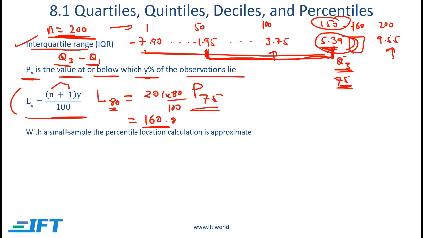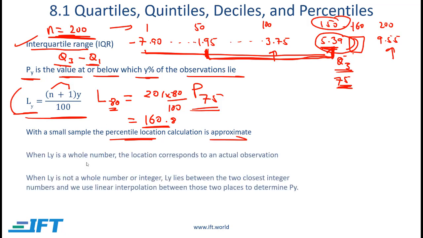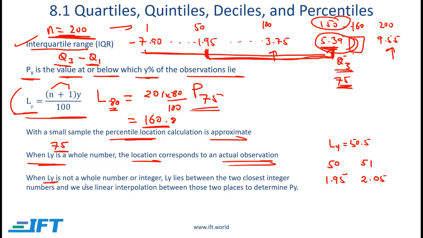When our sample size is small, the percentile location that we get using this formula is an approximate number. But as n becomes larger, the answer that we get using this formula becomes more and more precise. When Ly is a whole number, so if we have Ly equal to 75, then the location corresponds to an actual observation. When Ly is not a whole number or not an integer, then Ly lies between the two closest integer numbers, and we use linear interpolation between these two places to determine Py.